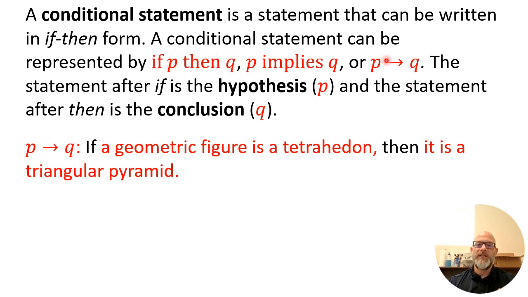And this whole thing, if P then Q, is called a what? Conditional. Let's look at it one more time. P is the hypothesis, Q is the conclusion. And this whole thing, if P then Q, is the conditional statement. All right, if P then Q, maybe if a geometric figure is a tetrahedron, then it is a triangular pyramid. What do you say? Is this conditional? If P then Q, true or false? True. A tetrahedron is what? It's the regular form of a triangular pyramid.